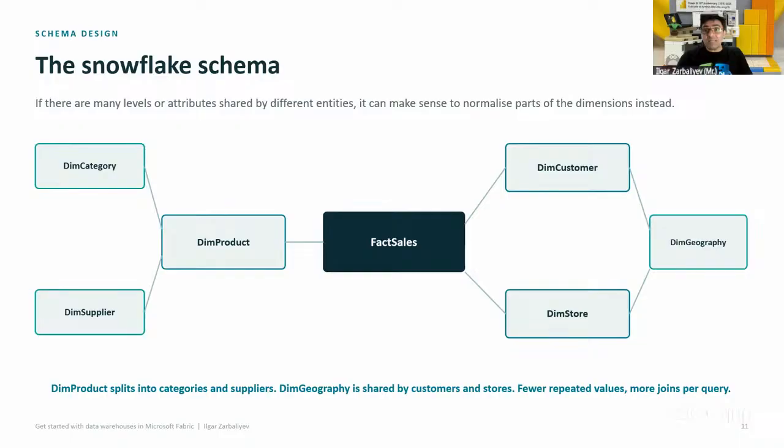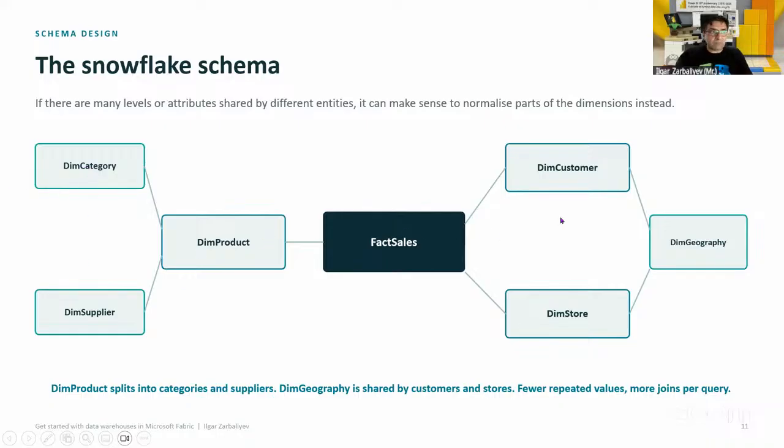The snowflake schema is the variation you reach for when a pure star starts to feel wasteful. Here is what has happened in this diagram. The dim product table has been split, or normalized, into separate dimension tables for product categories and suppliers. Each row in dim product now contains key values for the corresponding rows in dim category and dim supplier.